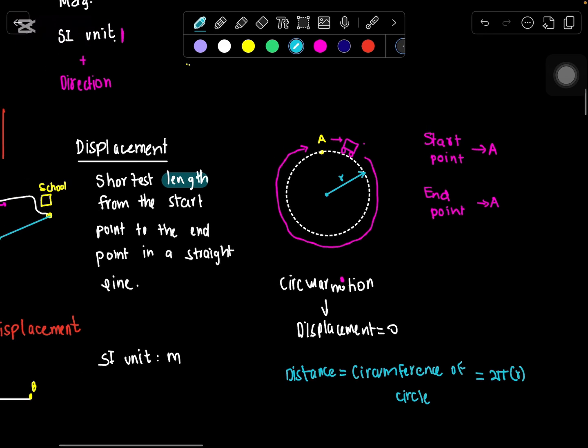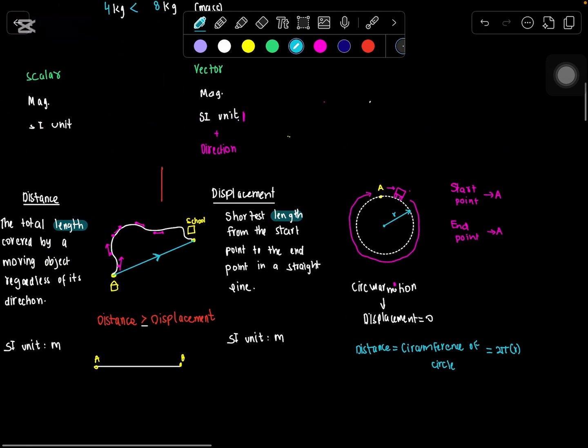Okay? All right. Recap. Distance is the total length from the start to the end point, and displacement is the shortest length from the start to the end point in a straight line. Since we cannot draw a straight line on a single point, we say that displacement is 0. So in circular motions, or motions where your start point and end point is the same, the displacement is 0, but your distance is the total length that is covered.